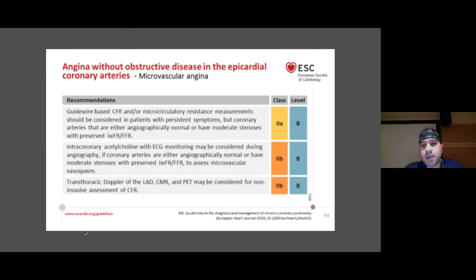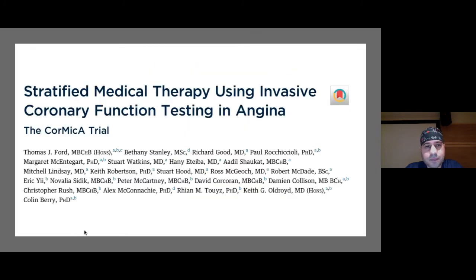If you look at the European Society of Cardiology, they have a Class 2A recommendation for measuring CFR and IMR in the cath lab for patients that are presenting with persistent symptoms but have angiographically normal arteries with a negative iFR or FFR. So this is slowly gaining traction for microvascular angina.